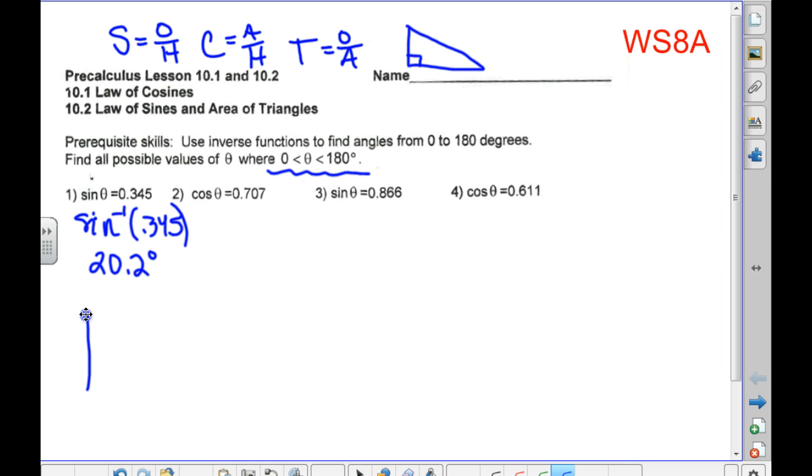We need to think about the graph for a minute. The sine graph does this. In radians, this was 2 pi, but what would that be in degrees? 360. So this spot right here is 180. Where is the sine hitting 0.345? There are 2 possible places before 180 degrees. Okay? One is going to be acute and one is going to be obtuse. We need to examine the possibility of both of those angles working. For this problem, there would be 2 solutions because we don't know any better, okay?